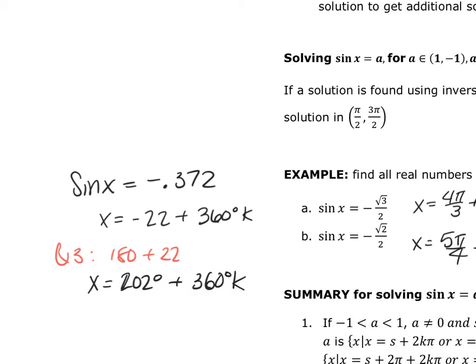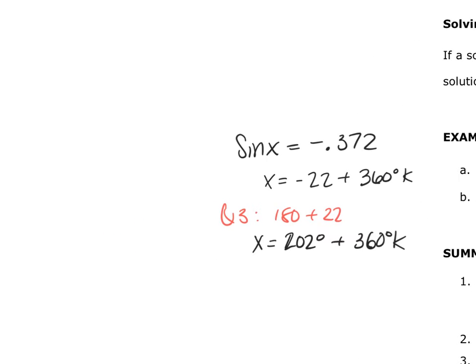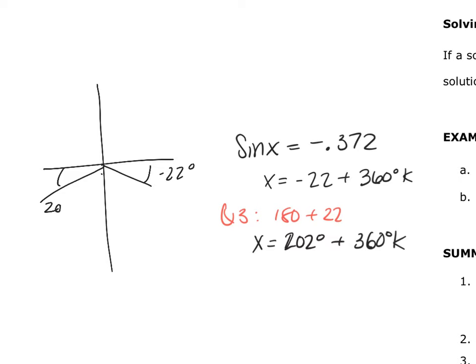Did you draw that reference? Yeah. So this is where negative 22 is. But if I put in my calculator this angle, which happens to be 202, and the way I found that was 180 plus, I make that 22 my reference angle. So if I put in my calculator 202, I should get approximately, because I am asking for rounding here, negative 0.372.